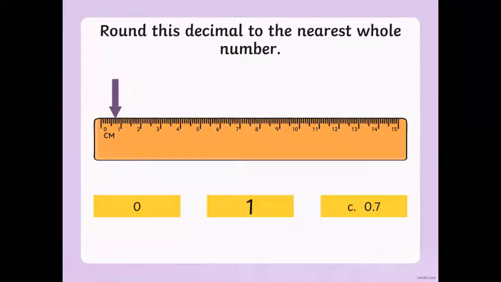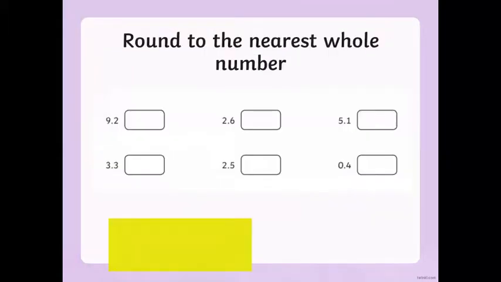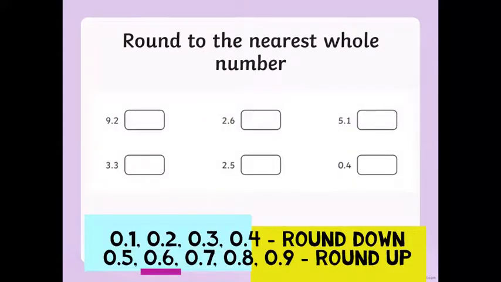Having a look at this one, we'll get 0.7. So our border numbers are 0 and 1. 7/10 falls into that category of rounding up. So that means we round 0.7 to 1. Now I'm going to give you a chance to do it and answer the question before I say the answer. So round to the nearest whole number.